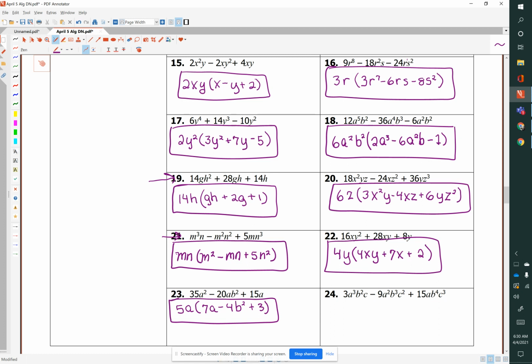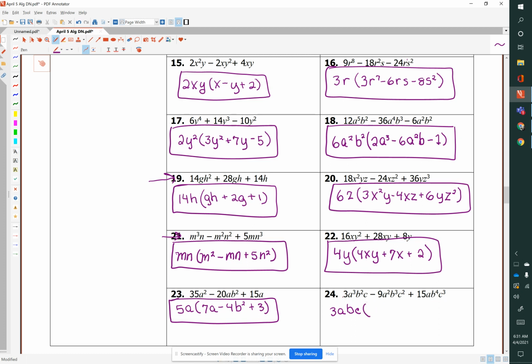And finally, number 24, 3a to the third b squared c minus 9a squared b to the third c squared plus 15ab to the fourth power c to the third power. So 3, 9, 15, let's factor out a 3. We can factor out a to the first power. We can factor b to the second power and c to the first power.